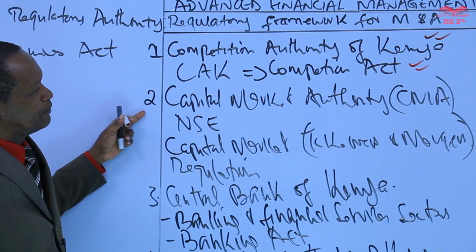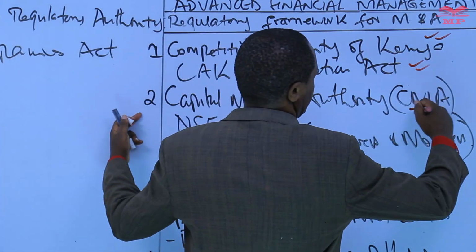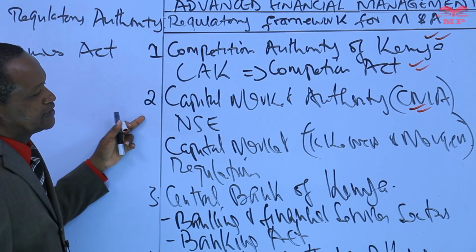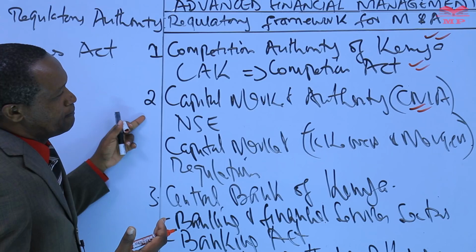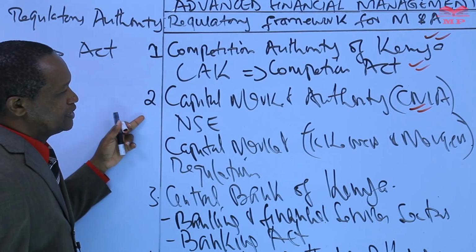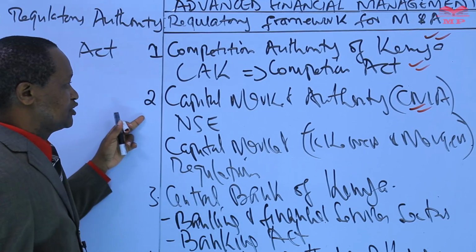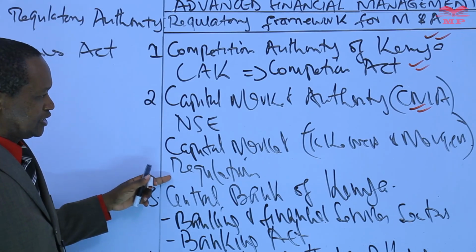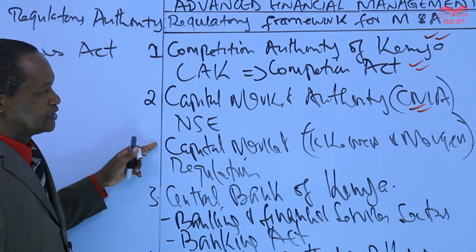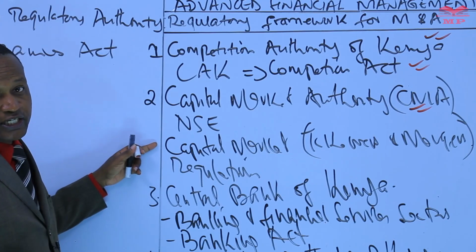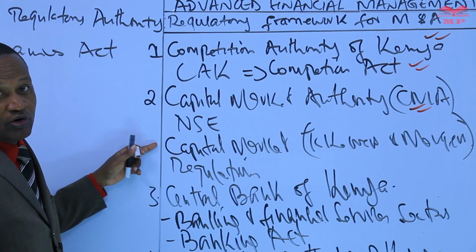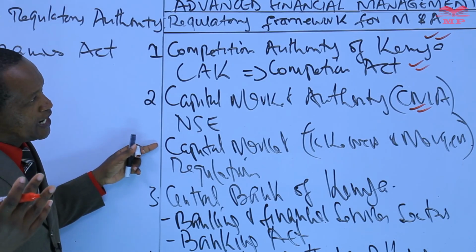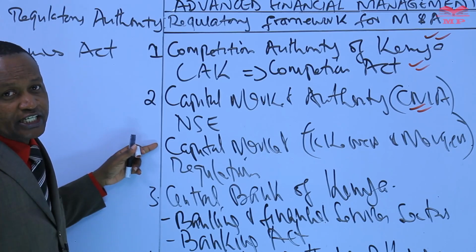The second body is the Capital Markets Authority. The Capital Markets Authority, we've said, regulates mergers and acquisitions of companies that are listed on the Nairobi Securities Exchange. It has developed regulations referred to as the Capital Market Takeovers and Mergers, which provide the framework for mergers and acquisition transactions.